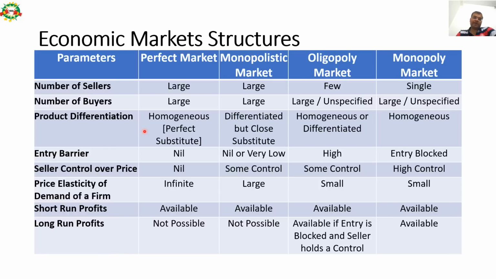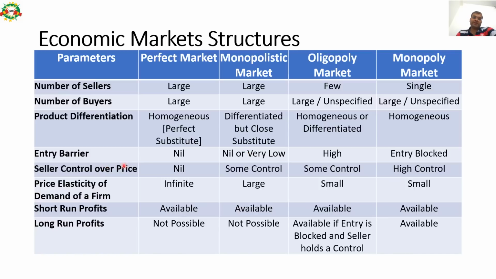In case of perfect market, it will be homogeneous with perfect substitute. In case of monopolistic, it will be differentiated but close substitute. In case of oligopoly market, it will be homogeneous or differentiated, either of two. And monopoly market, it will remain homogeneous.